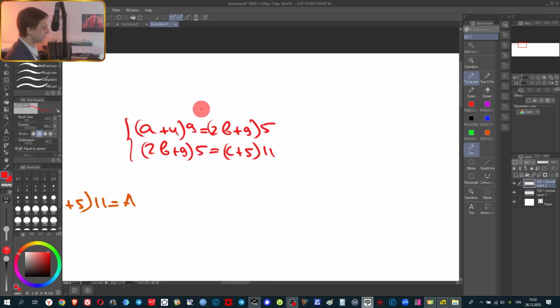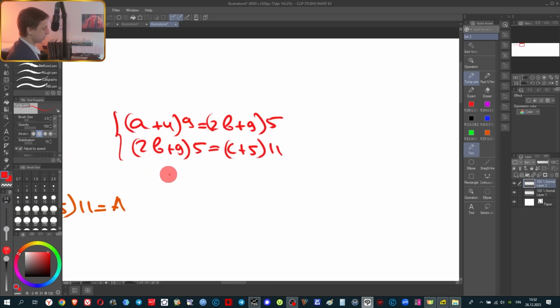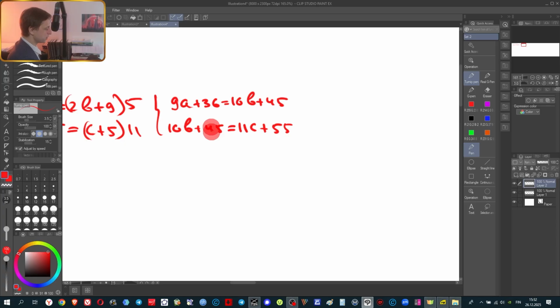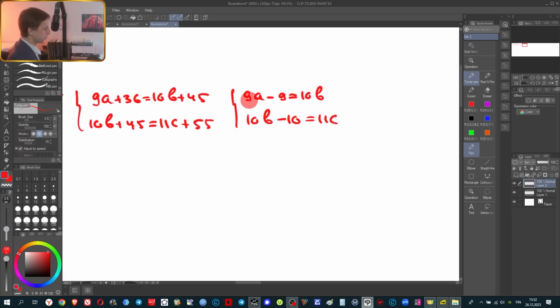So let's simplify this. For example, here we have 9a plus 36 equals 10b plus 45, and here we have 10b plus 45 equals 11c plus 55. Well, as you can see, the difference between 36 and 45 is 9. That's why I want to write it like this: 9a minus 9 equals 10b. And here, the distance between 45 and 55 is 10, so it will be 10b minus 10 equals 11c. So as you can see, I wrote it on purpose that we have 9s on the left side here and 10s on the left side here.